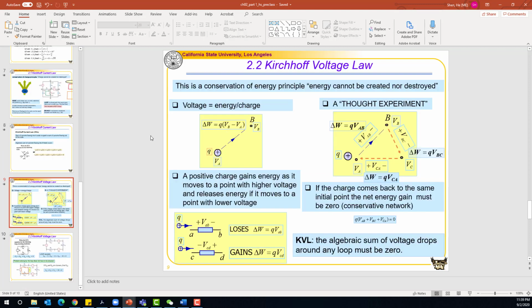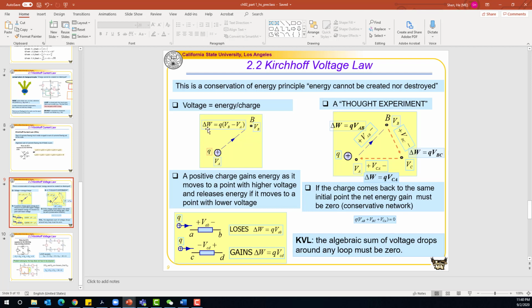Kirchhoff voltage law, or KVL. KVL is derived based on the conservation of energy principle. It says that energy cannot be created or destroyed. From the definition, we know that a voltage is defined as the energy needed to move one coulomb of charge. Assume that we have a charge Q, and we move charge Q from node A to node B. Node A has a node voltage of VA, node B has a voltage of VB.